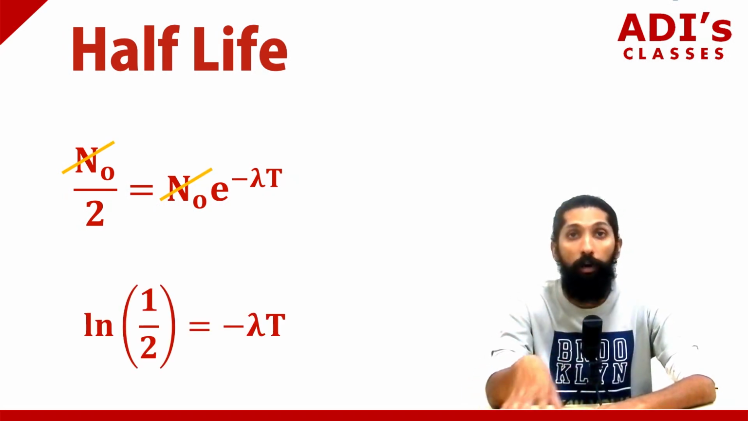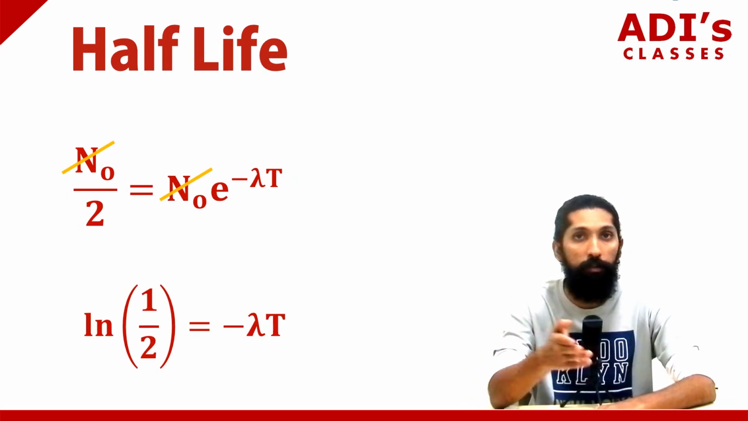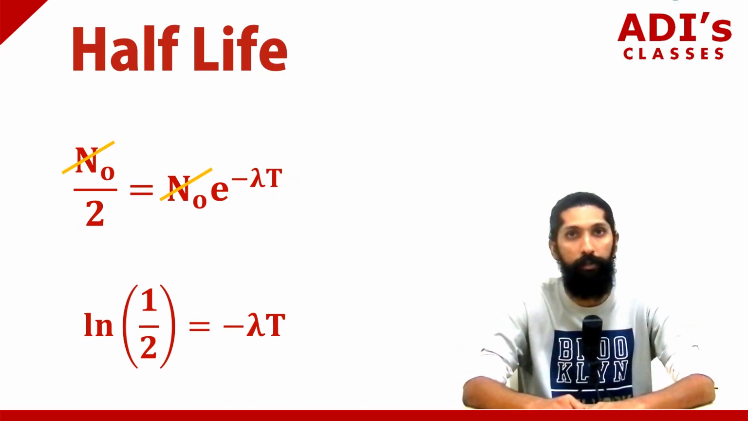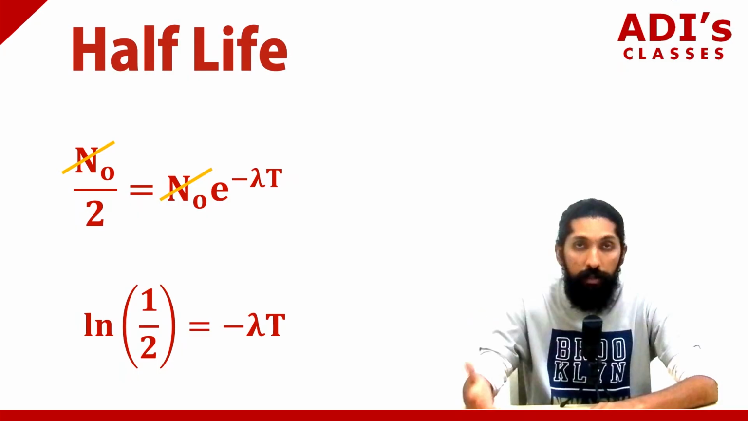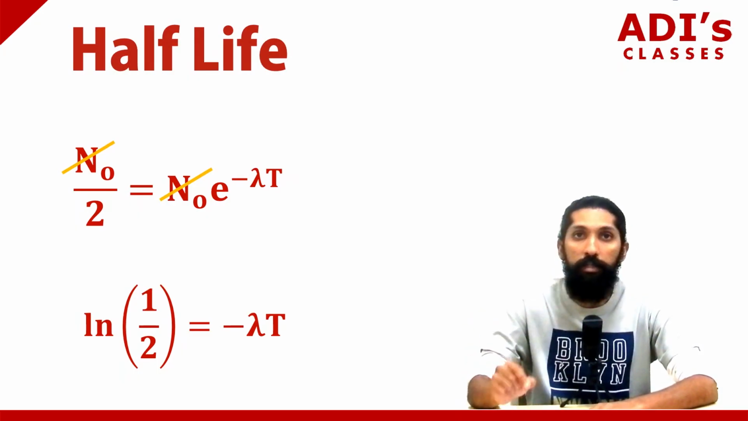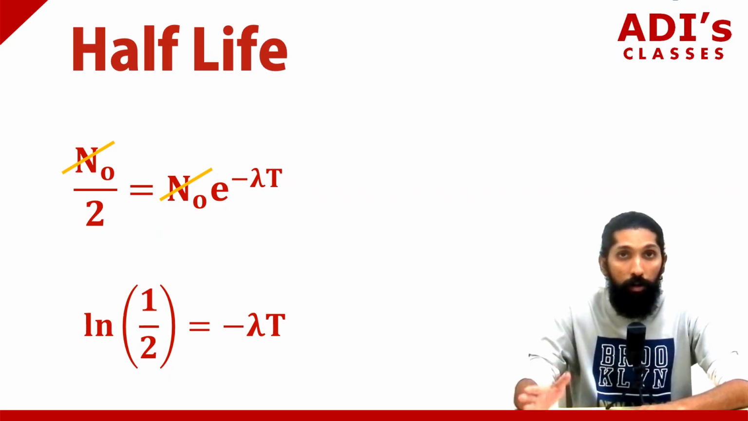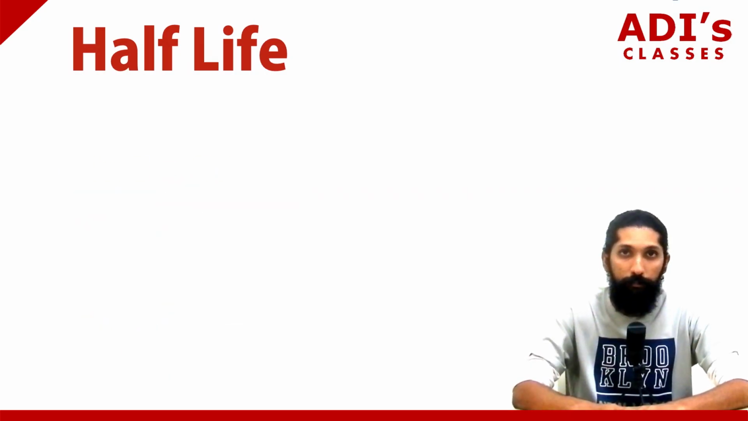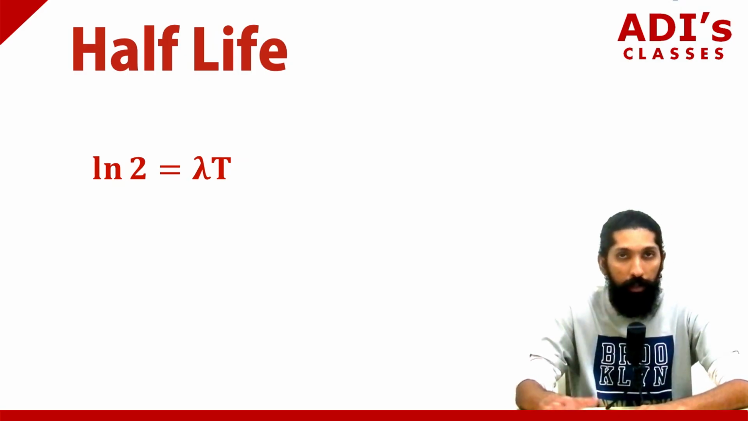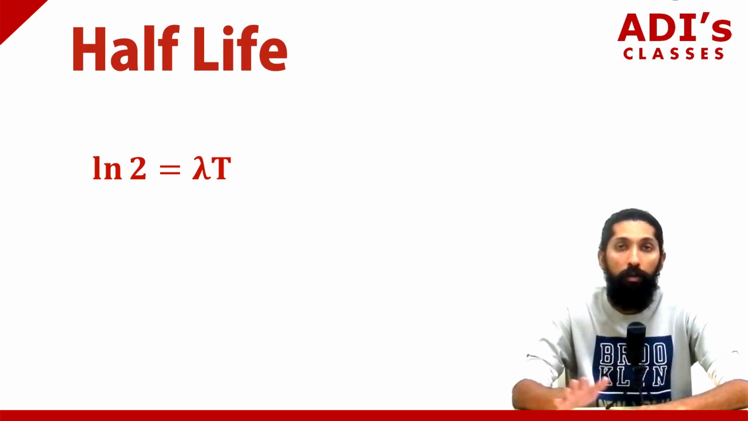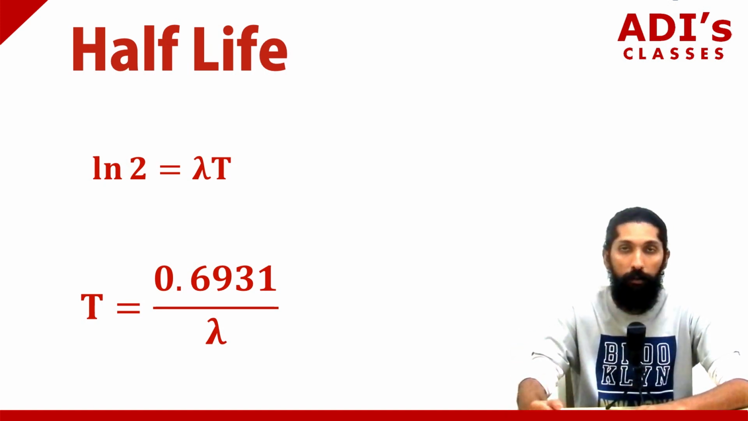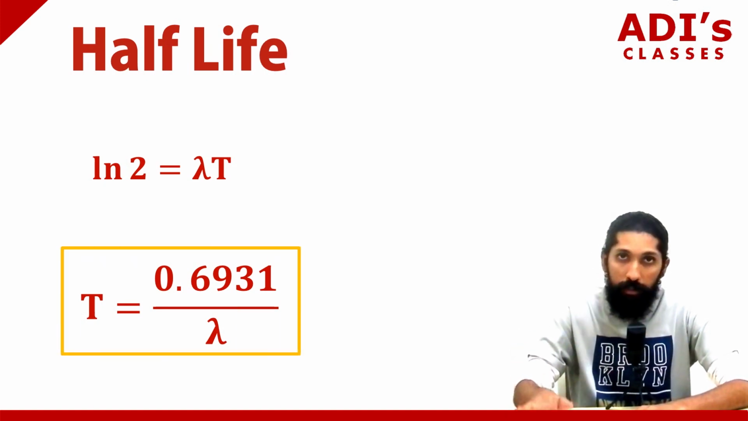When we have log of half, you can take it as log 1 minus log 2. Log 1 is 0, so you are going to get a negative value. These are basic principles of logarithm. Now, log 2, remember this is natural log, correct? Natural log of 2 gives 0.693. So what we get is that 0.693 is equal to lambda T. T is equal to 0.693 divided by lambda. This gives us the half-life.